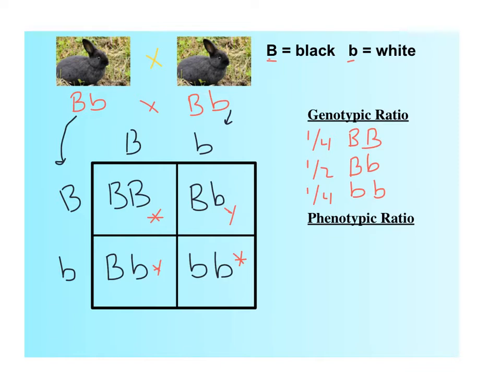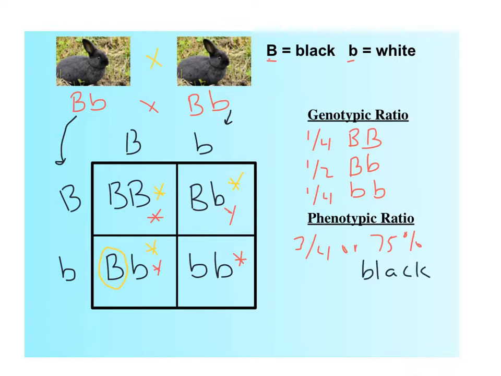Now the phenotypic ratio, it's basically saying, what are these 4 rabbits going to look like? What are the chances of getting black or white? All right, so which ones are going to look black? This one's going to be black, that one's going to be black, and this one's going to be black, because they all have at least one dominant allele. Remember, you only need one to have black fur. So I see 1, 2, 3. So that would be 3 out of 4, or 75%, are going to be black rabbits.